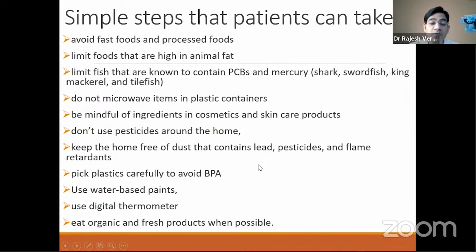And pick plastics carefully. Always see that the plastic you are picking, the water bottles, the children's water bottles, should be BPA free. Always use water-based paints, use a digital thermometer, avoid mercury thermometers, and eat organic and fresh products whenever possible.